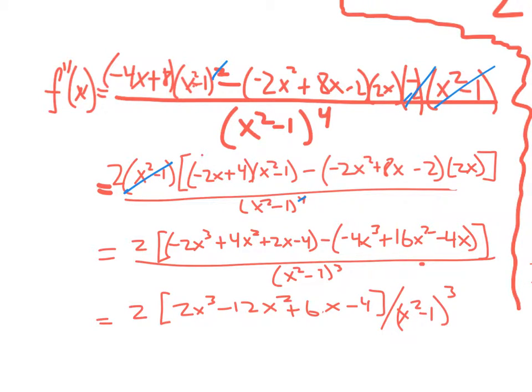Now, we want to find our critical values. So let's set that equal to 0. And so all we care about there is what makes the top 0. Let's go to our calculator. Don't try to mess with that. Go solve that thing in your calculator.